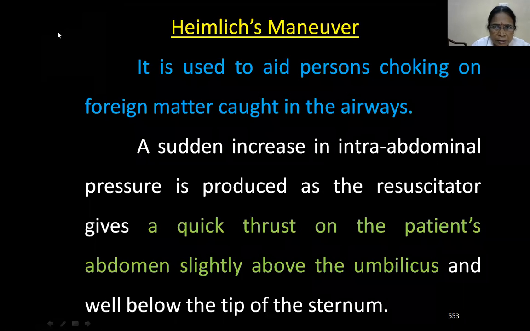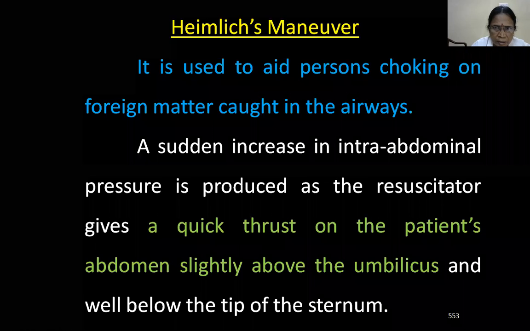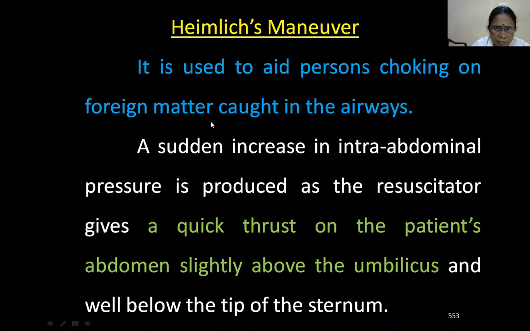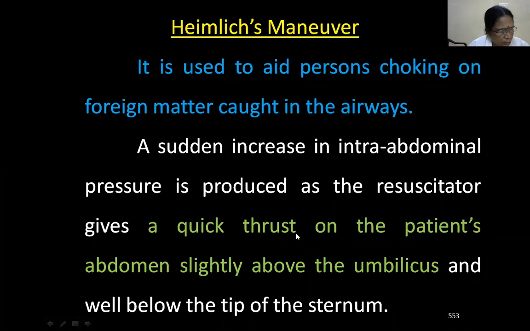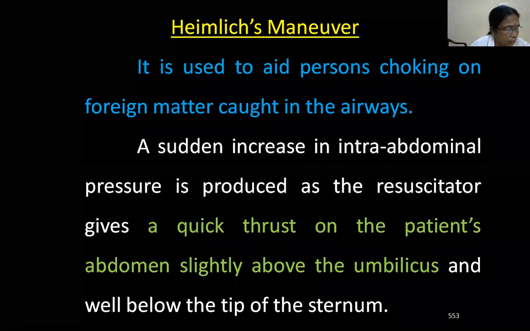This is Heimlich's maneuver. Suppose a patient has swallowed some foreign material and is choking, on a bone or anything. A sudden increase in intra-abdominal pressure is produced. A quick thrust is given on the patient's abdomen; a quick thrust is a sudden increase in intra-abdominal pressure.